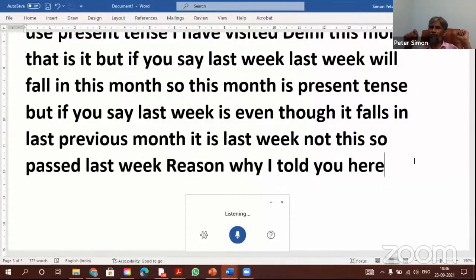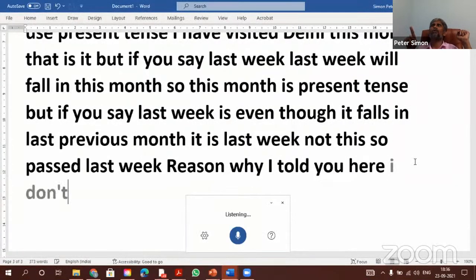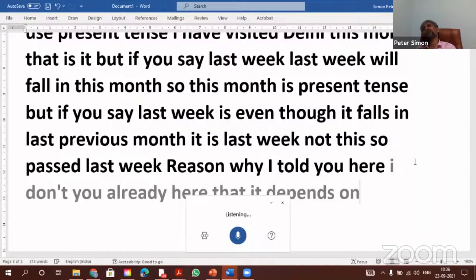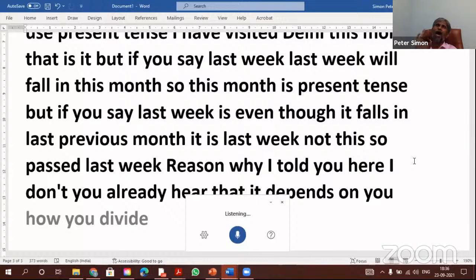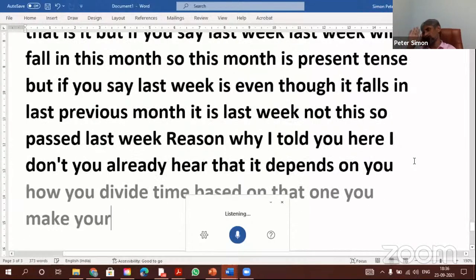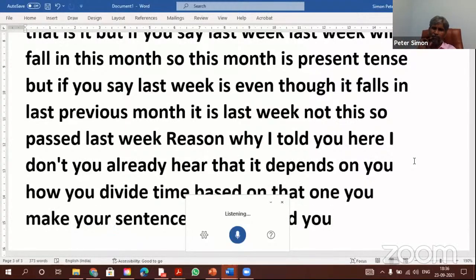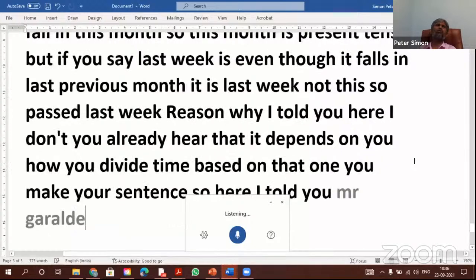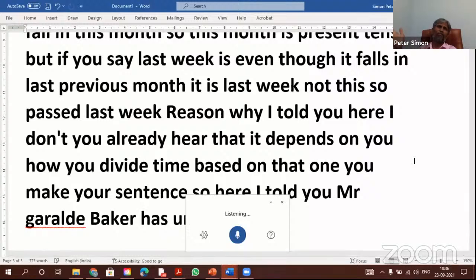I told you already here that it depends on you how you divide time. Based on that, you make your sentence. So here I told you, Mr. Gerald Baker has undergone a left total hip replacement. Why am I saying "has undergone"? That means I am talking about recently. So this week only. Yesterday only, but I am not bothered about yesterday. I am just saying nothing. So it is correct.